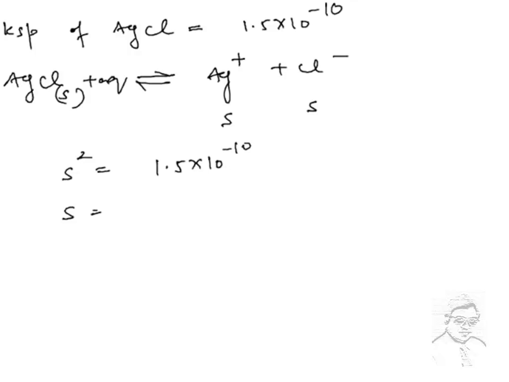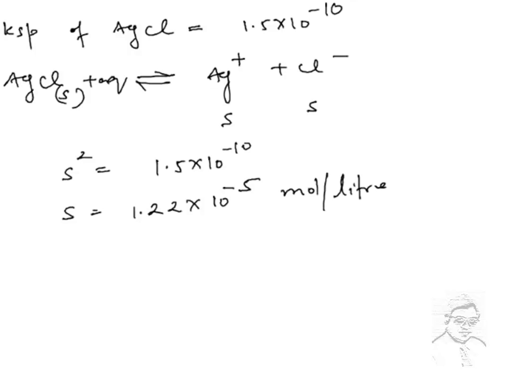Sometimes you may be asked solubility in gram per liter. So after getting molarity, it can be easily converted to gram per liter. Here it is coming out to be 1.224 something into 10 to the power minus 5.